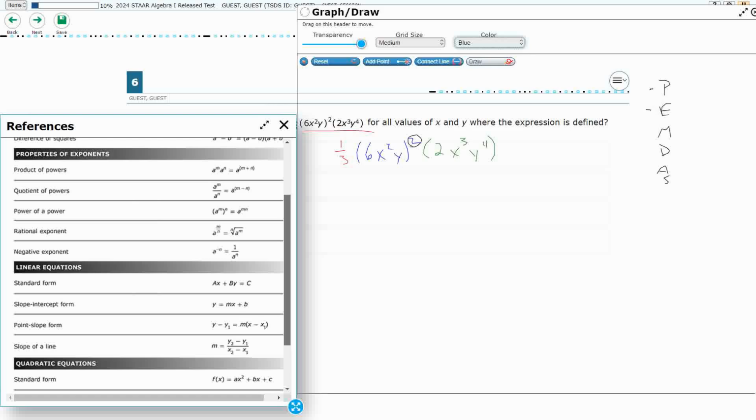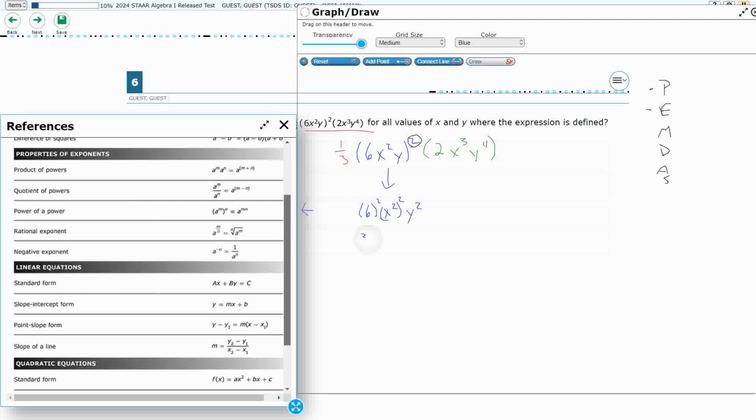Okay, so when we have a power of a power, you see that right here? We have a to the m power, and then you raise that to the n power, you end up multiplying the two exponents. So let's do that. Let's take our squared, and we are just going to distribute that out. So 6 squared, x squared squared, and then y squared. So that's the same as that.